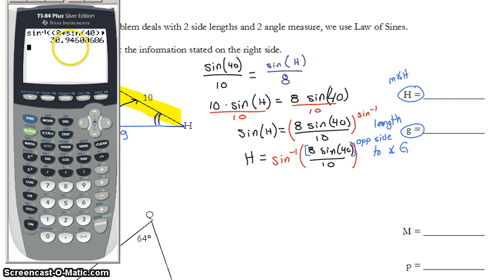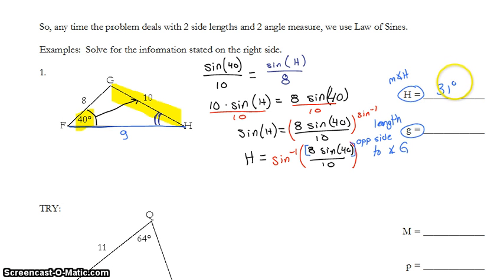30.94686 means I am going to round this to the nearest whole degree and get 31 degrees. That's our answer for the measure of angle h. Now, I know that angle h is 31 degrees. I'm going to use the triangle sum theorem to find the measure of angle g.